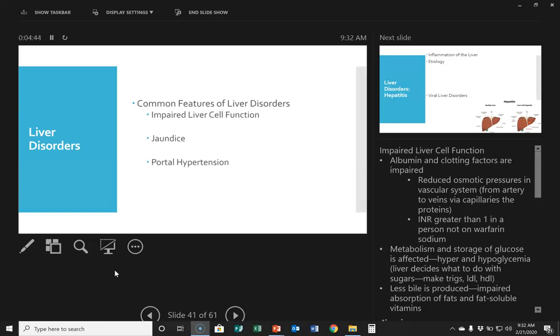The second thing I have there is jaundice. So what is jaundice? Jaundice is that yellowing of the skin and eyes. And what it means is there's a buildup of bilirubin in the system. Bilirubin is a byproduct of red blood cells breaking down. Our red blood cells last about 90 days, and after that they start breaking down.